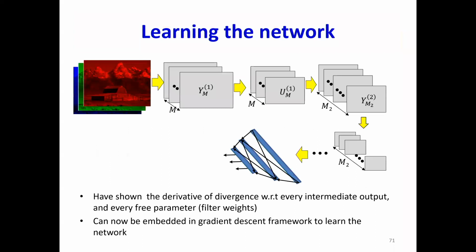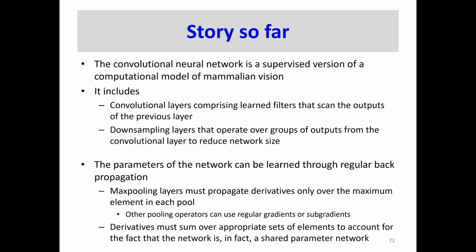All right. So now we know how to compute the derivatives for all of these guys, right? No more confusions. Now we know how to do the entire operation, beginning to end. So the story so far: the convolutional neural network is a supervised version of a computational model of mammalian vision. It includes convolutional layers comprising learned filters that scan the outputs of the previous layer, and downsampling layers, which are basically pooling layers. They are called downsampling layers because pooling is usually performed with a stride, and they operate over groups of outputs from the convolutional layer to reduce the network size.